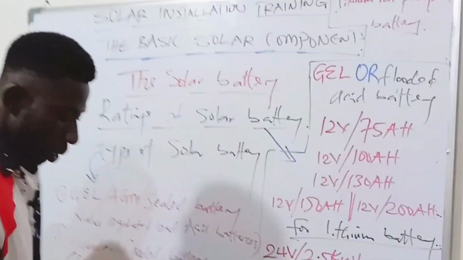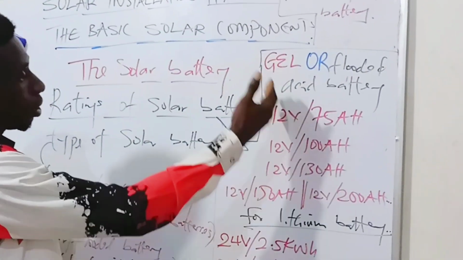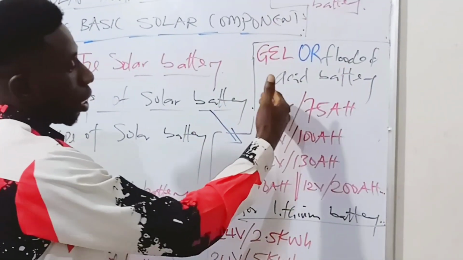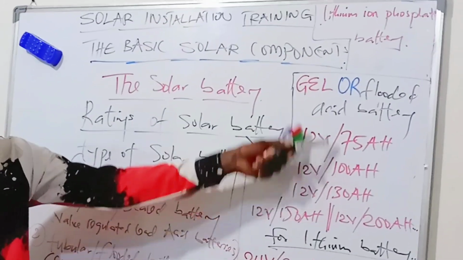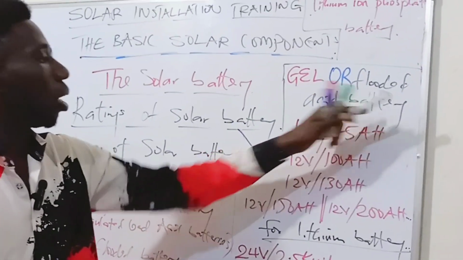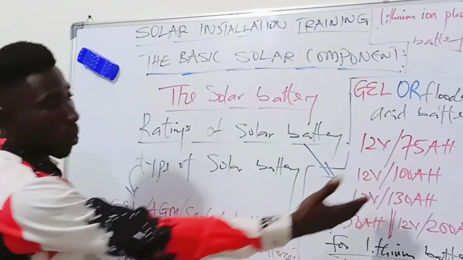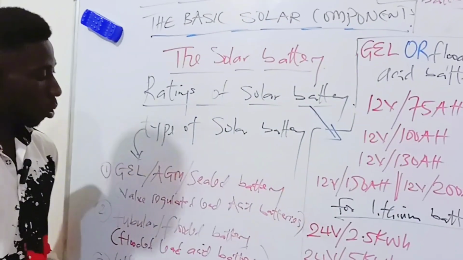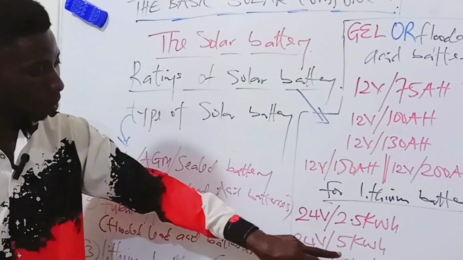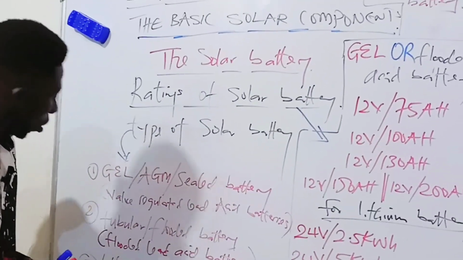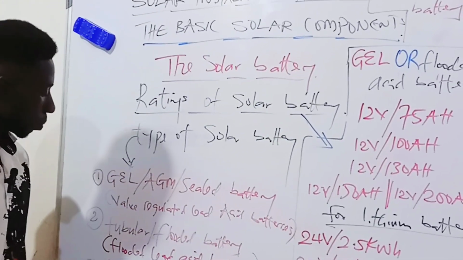Under the ratings here, we have batteries like gel or flooded acid batteries. These are the ratings under these types of batteries. But before then, let's look a little at the types of battery before we come back to battery ratings, so that you can know which type of battery has which rating. In this type, we have the gel, AGM or sealed battery.